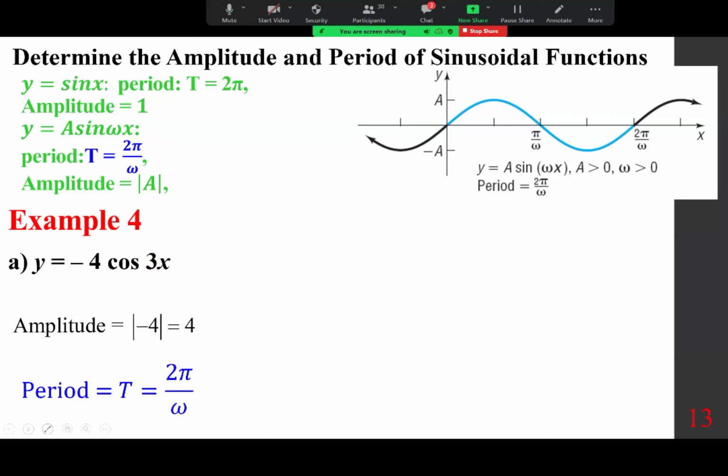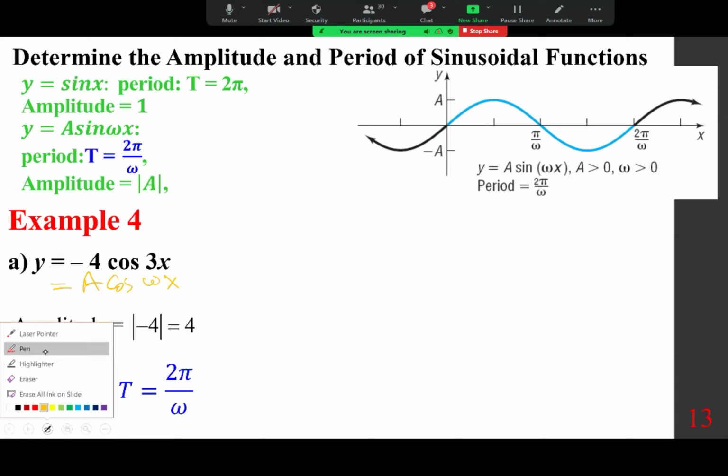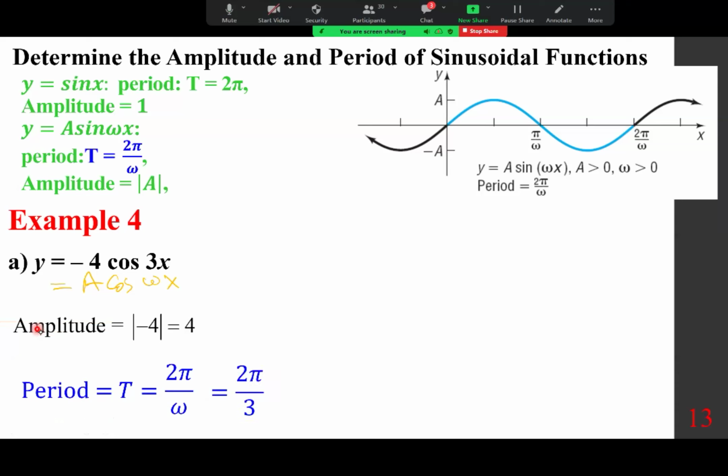Maybe what helps is if we write down a cosine omega x, so we can see what's going on. So 2 pi over 3.